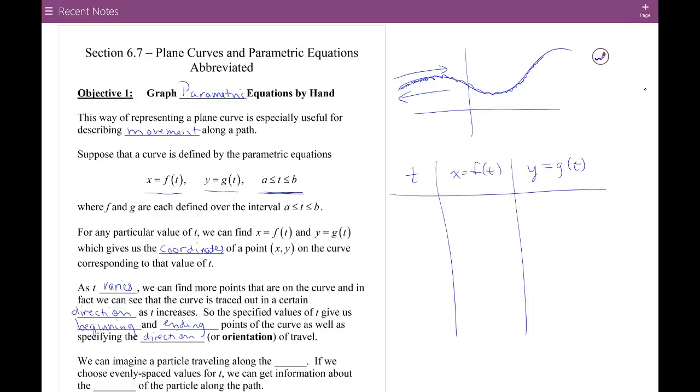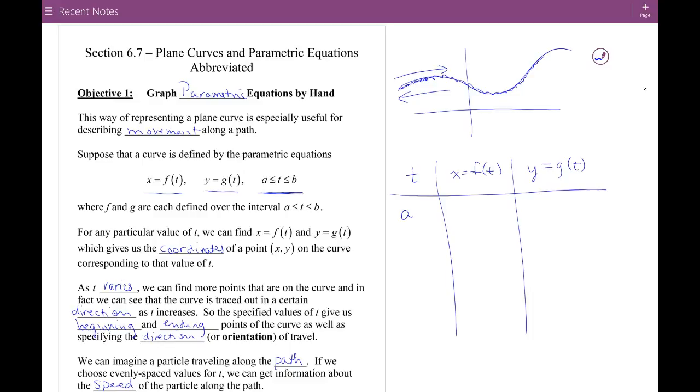Are you going clockwise around a circle? Or are you going counterclockwise? So we can imagine a particle traveling along the path, and if we choose evenly spaced values for t, we can actually get information about the speed of the particle along the path.